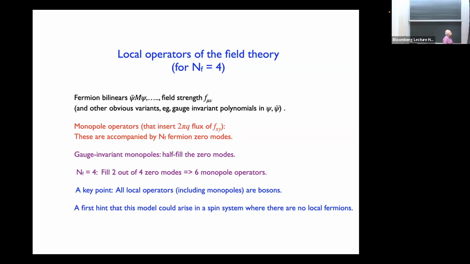Okay? So there's the first hint that this model could arise in a spin system. Well, in a spin system, of course, there are no local operators that are fermions, right? There are only bosonic degrees of freedom in a spin system, and this model only has bosonic degrees of freedom, so maybe it has a chance of appearing as a low energy theory. Okay?